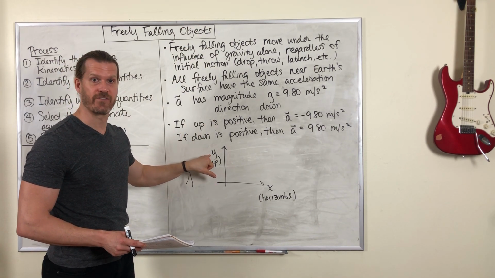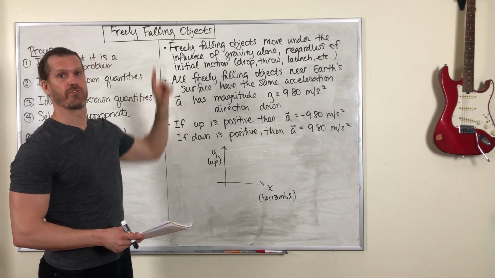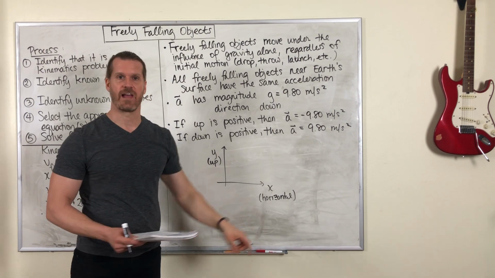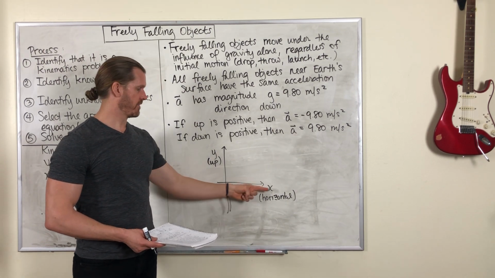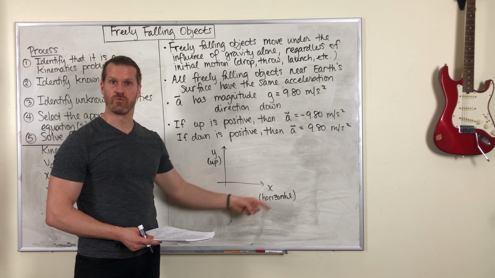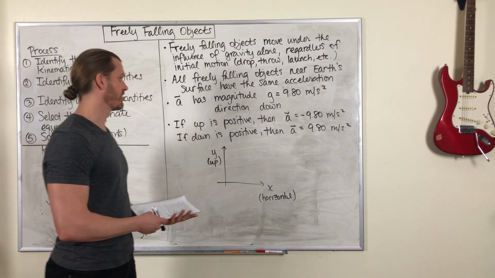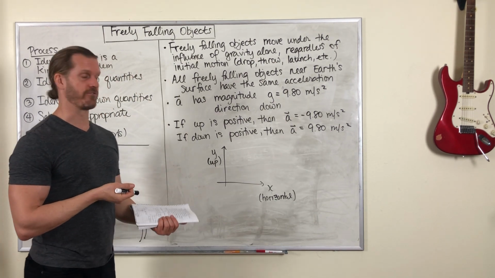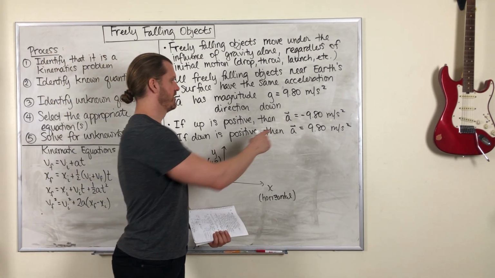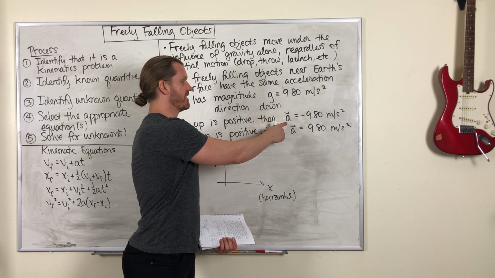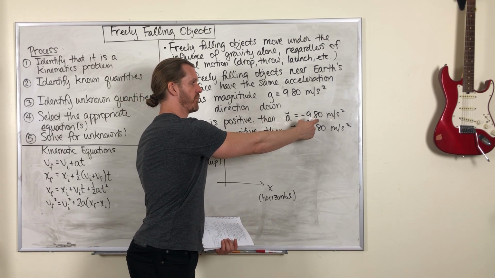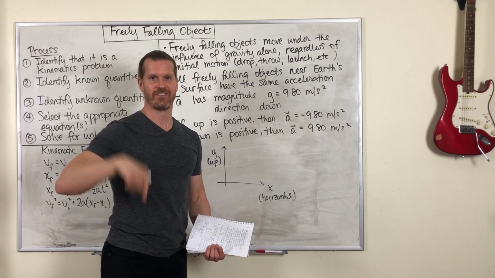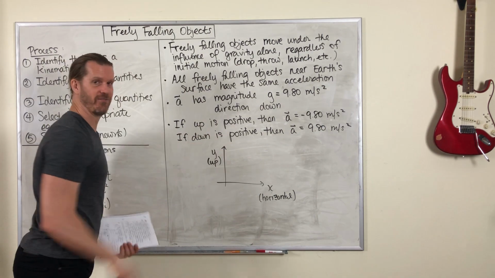Oftentimes we'll call that the y-axis, and that up direction is considered positive, and we'll have a horizontal axis, maybe two horizontal axes, and pointing to the right would be positive along that horizontal axis. So if we decide that up is the positive direction, then the acceleration due to gravity is 9.8 meters per second squared down, or that minus sign indicates down, the opposite of the up direction.